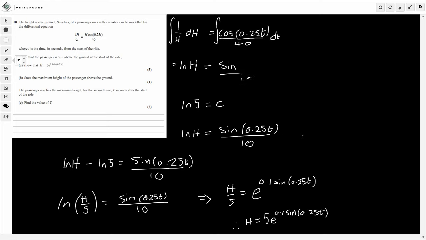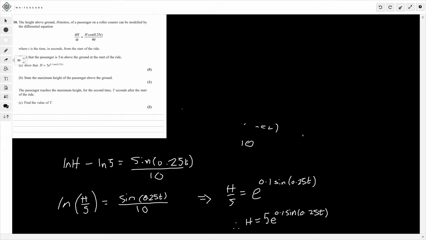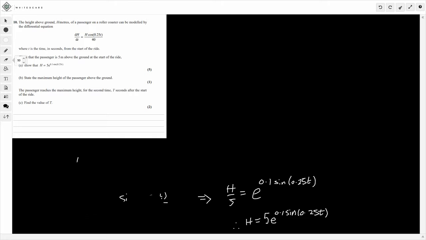So parts B and C, they're only for 1 mark and 2 marks each, so they're pretty quick. Part B is asking us to state the maximum height of the passenger above the ground. So we've got to think about how we can set this up here. So it's just a 1 marker. Think about what happens with the maximum of sine and cos here, and what those values have to be.